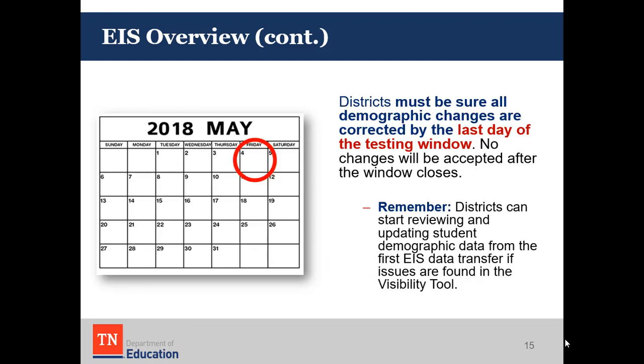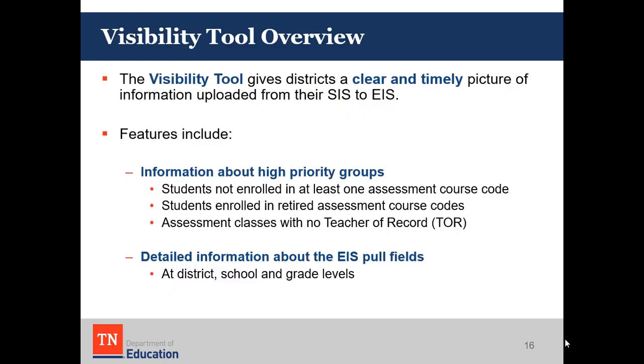Districts must make sure that all demographic changes are corrected by the last day of the testing window. No changes will be accepted after the window closes. Reminder, districts can start reviewing and updating student demographic data from the first EIS data transfer if issues are found in the visibility tool. Now let's talk a little bit about the visibility tool.